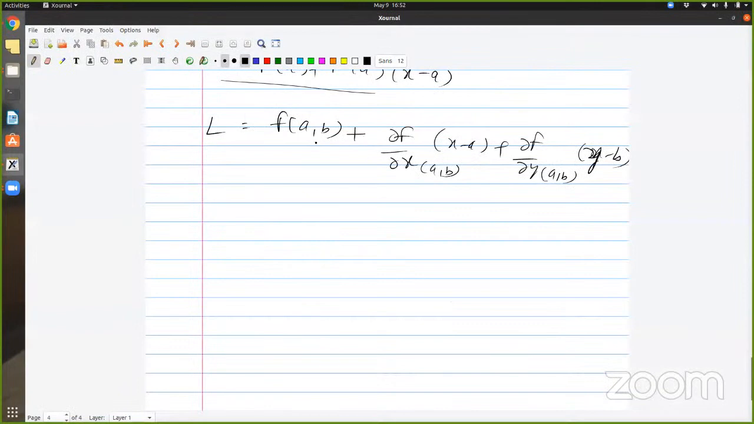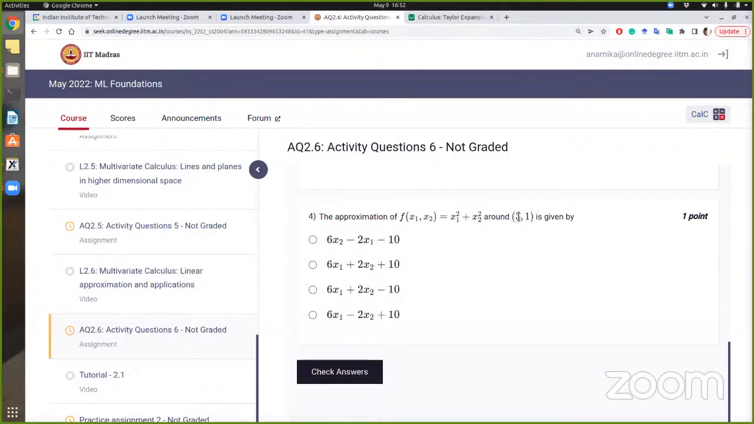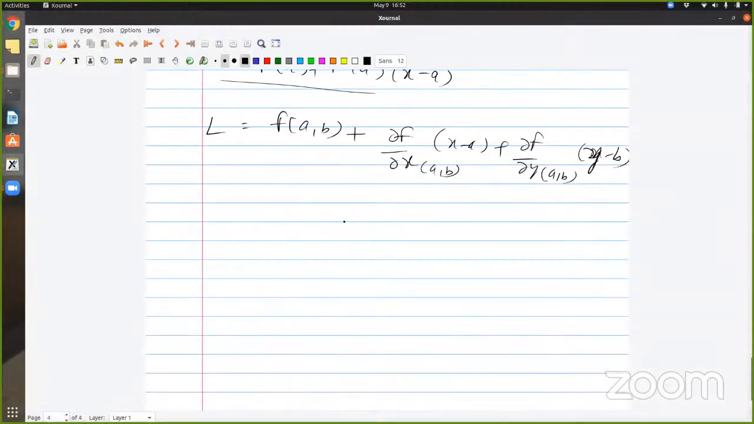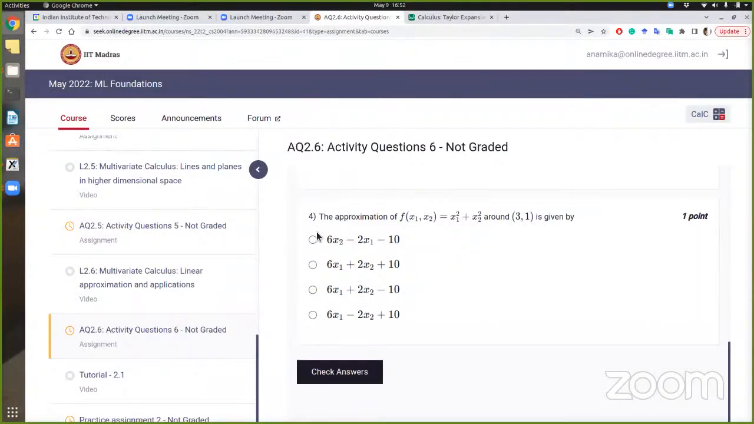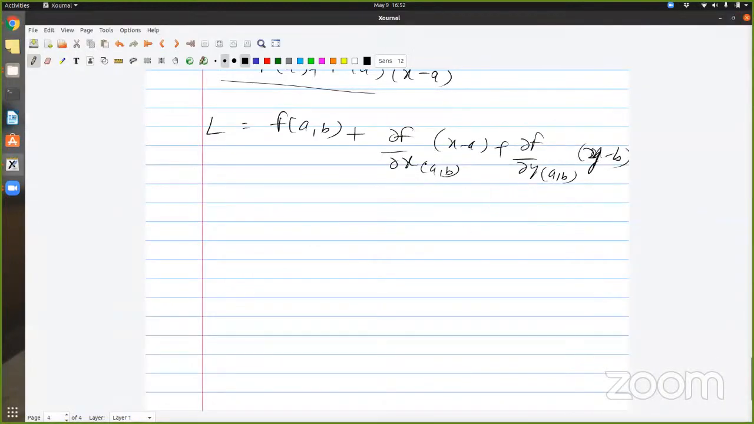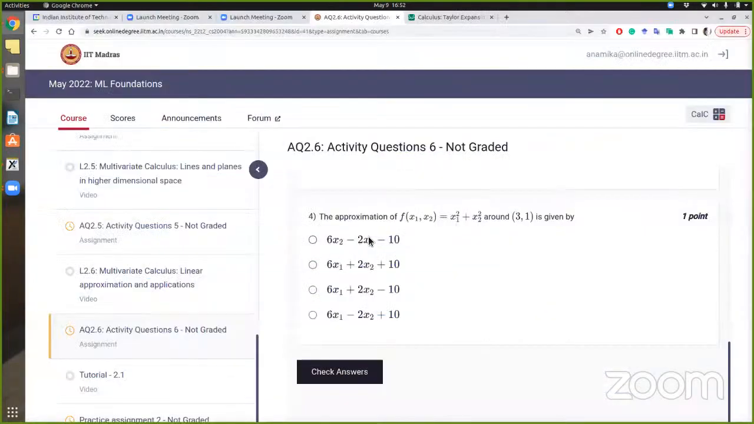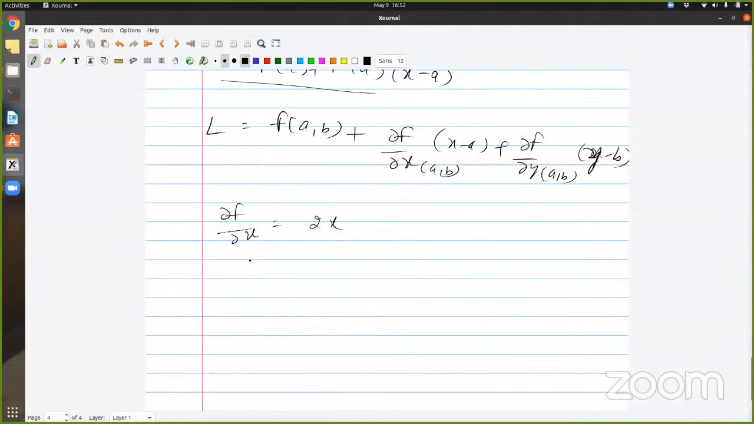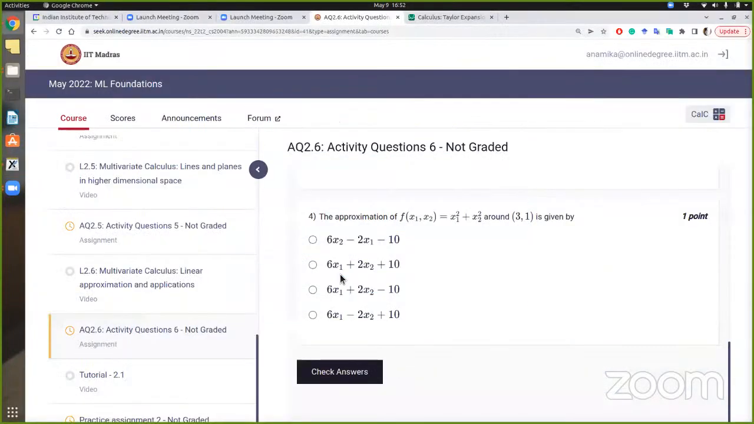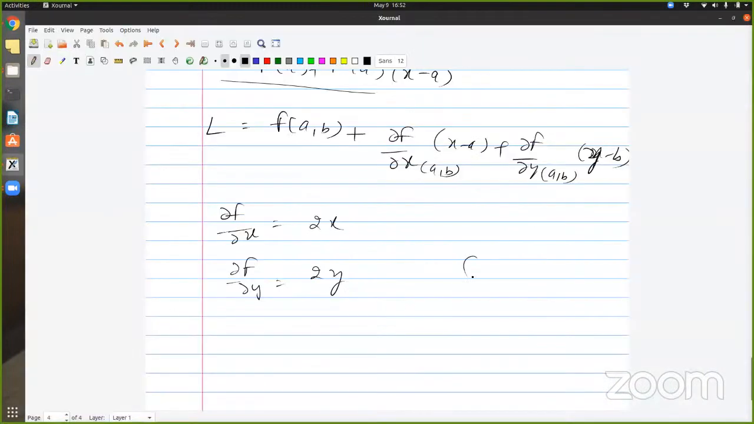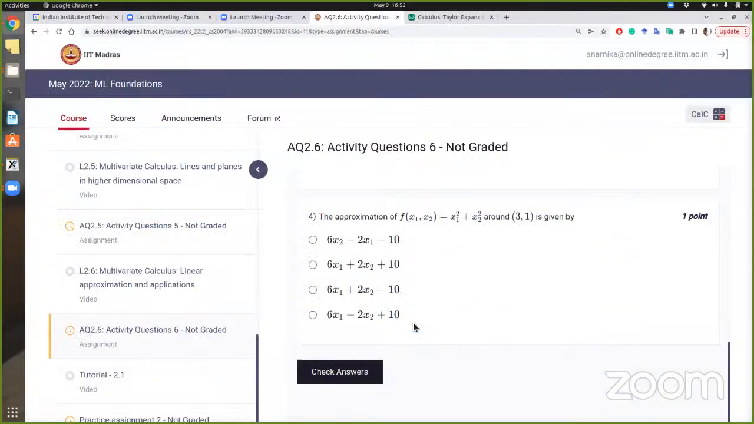What you need to compute is obviously the function's value at the given point. a comma b is equal to 3 comma 1 here. So dou f by dou x will be how much? Here the variables are x1 comma x2. In this equation, I've taken them to be x comma y. You can accordingly replace. So dou f by dou x is equal to 2x, and dou f by dou y is equal to 2y. At 3 comma 1 is what we want. So this will become 6 and this will become 2. And the function's value at 3 comma 1 will be equal to 10.